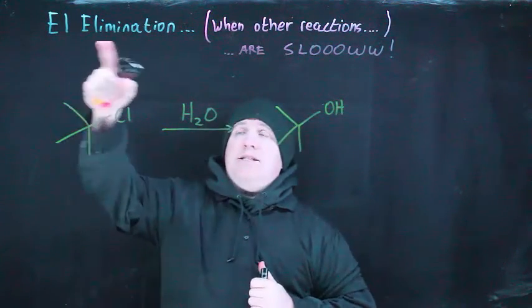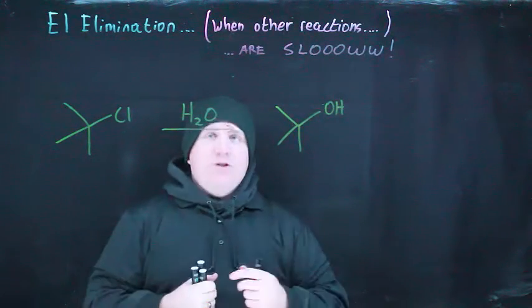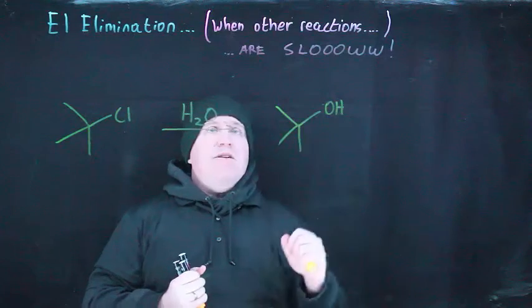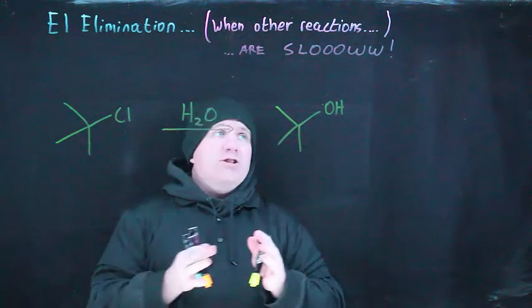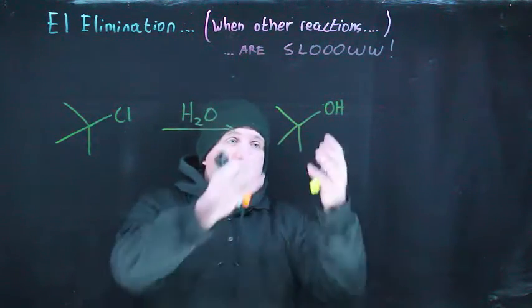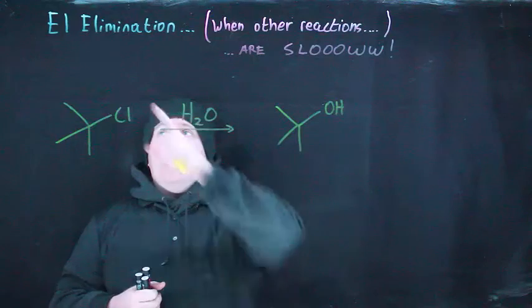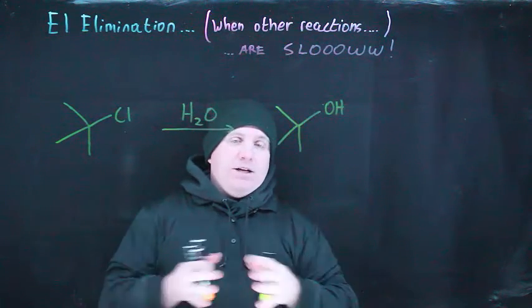Now, it is the case that E1 elimination can also happen here, and so we can illustrate it, but generally speaking, I think of E1 eliminations as being the reaction that happens when all other reactions are slow. And so if an SN1 reaction is going to be faster, then you're going to make some SN1 product. E1 elimination reactions also tend to be really messy, so you're going to make lots of products all of the time.